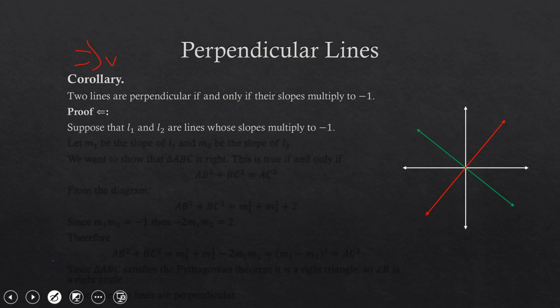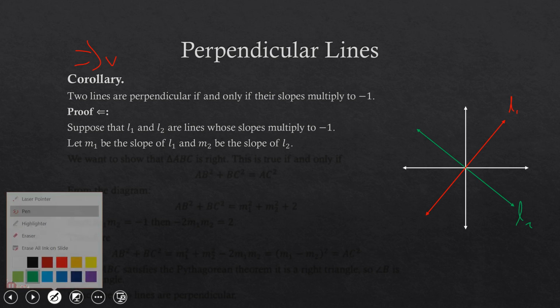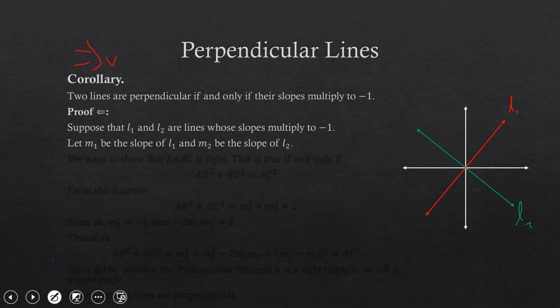All right, so suppose we've got L1 and L2. So here's my L1 again, and here's my L2. And we know their slopes multiply to -1. So let's give the slopes names again so that we can talk about them. M1 is the slope of L1, and M2 is the slope of L2. So we're going to draw that same triangle we did earlier. So I believe we called this point B, this A, and this C.